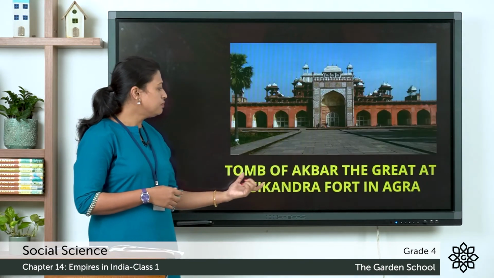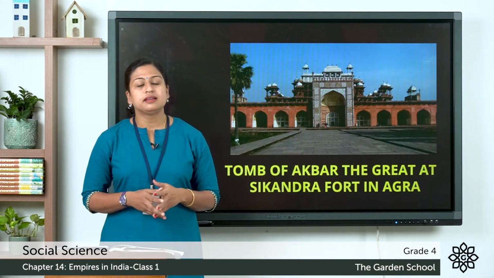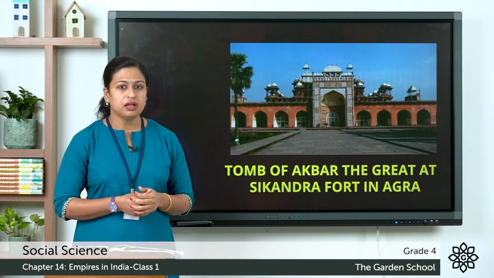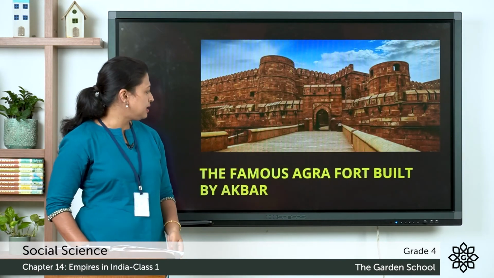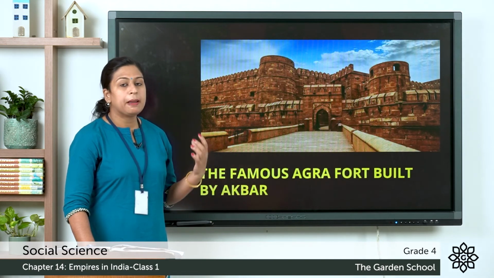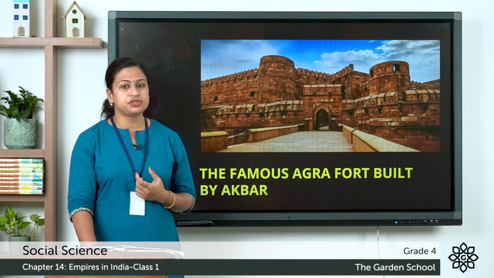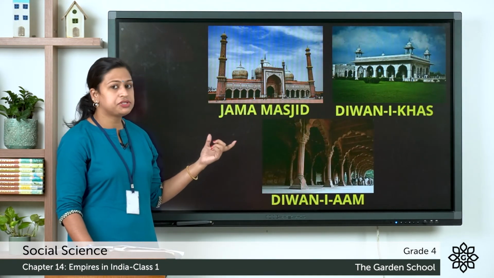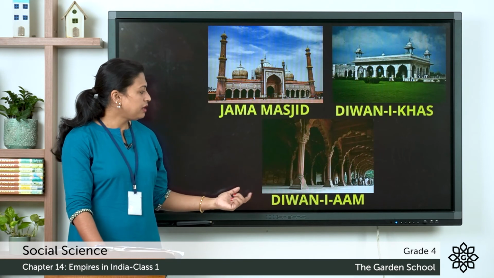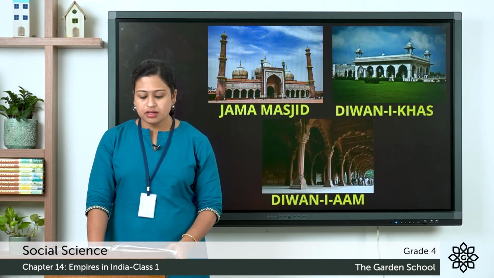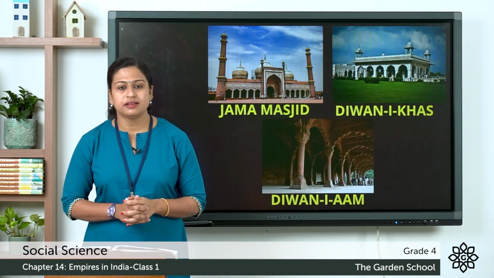You can see the tomb of Akbar the Great at Sikandra Fort in Agra. Here, tomb means a place where a dead person is buried. So here, Akbar the Great is buried. And next, you can see the famous Agra Fort which was built by Akbar. You can see a few famous examples of Mughal architecture and they are Jama Masjid which is located in Delhi, Diwan-e-Khas, Red Fort in Delhi, Diwan-e-Am, Red Fort in Delhi. So this was about the Mughal Empire during the medieval period.